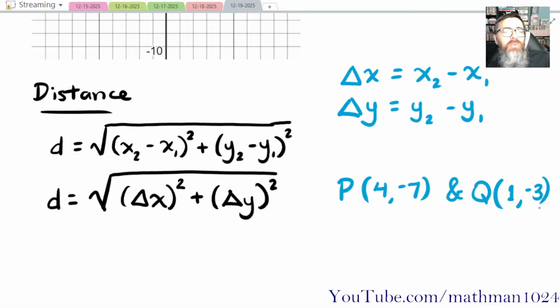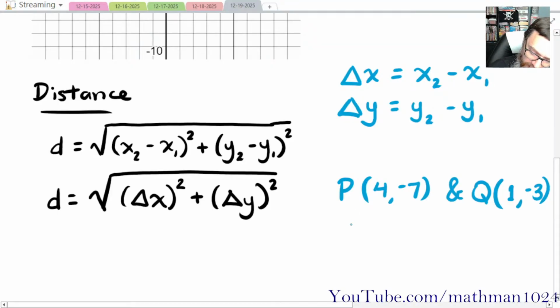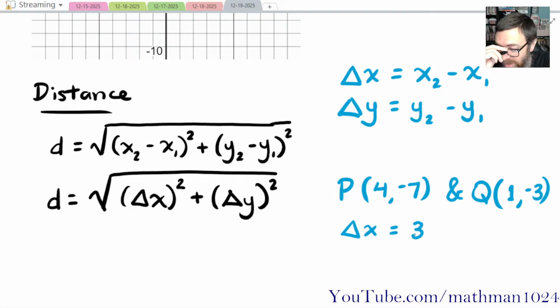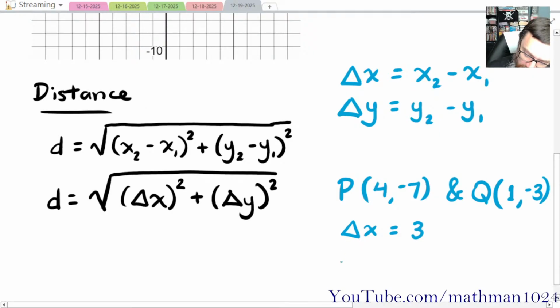I can think about finding what is the change in x and what's the change in y. So if I think about this, what is the change in x? Well, whether you go from 4 to 1 or 1 to 4, the change is going to be 3. Now, some of you might argue with me on this, but you might say, oh, it's -3. Okay, but just go with me here for a second.